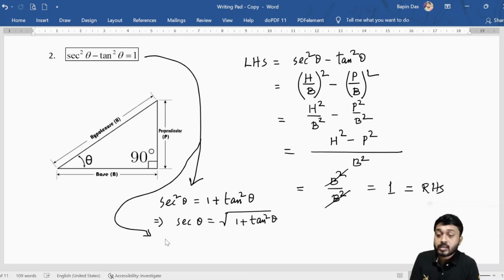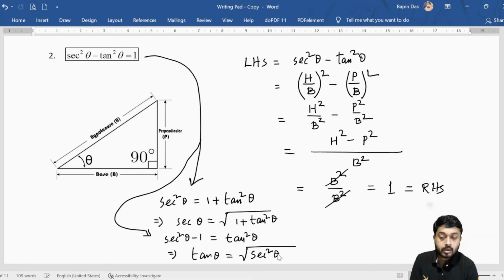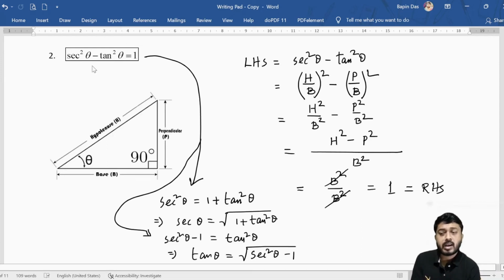what does it give you? That gives you sec square theta minus 1 is equal to tan square theta, right? Isn't it? Of course it is. So from here you can again write tan theta is equal to root over sec square theta minus 1. All right, so these 5 things again I'm telling are literally the same thing, that is the second identity, different forms of the second identity.